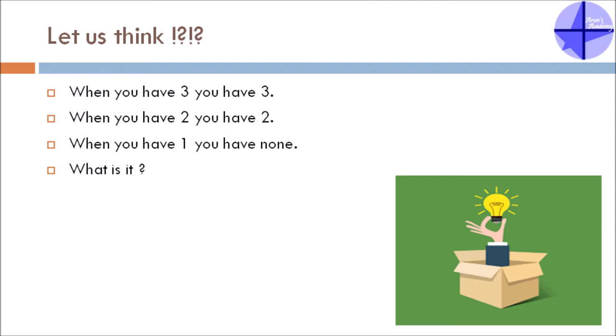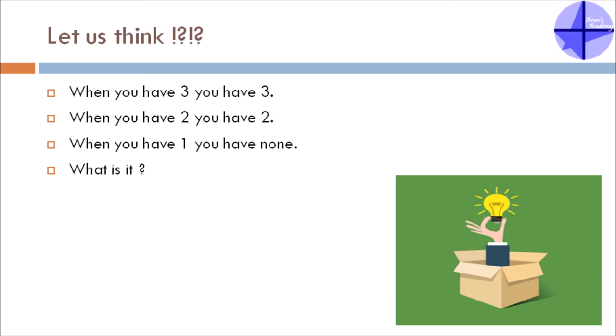Now, the answer for this question is options. What do I mean? When you have 3 options, you actually have 3 options. When you have 2, you have 2. When you have only 1 option, you are not left with any option. That is the only choice. So, it is choice or options. I hope you enjoyed it, and this was a kind of icebreaker for this entire course of certified competitive exam ready candidate.